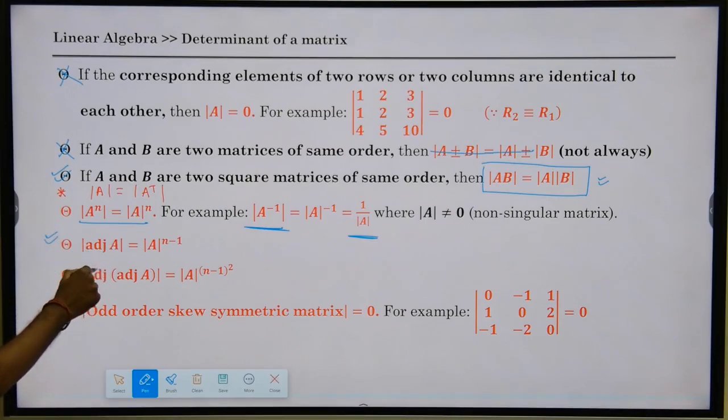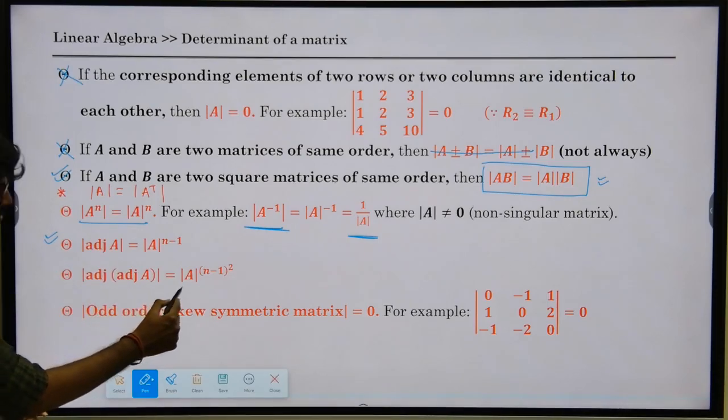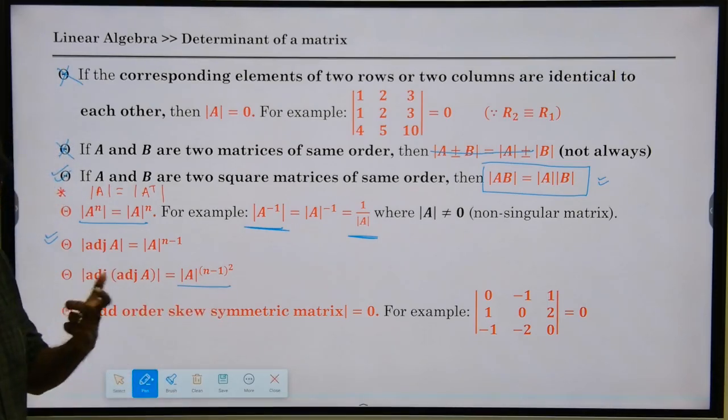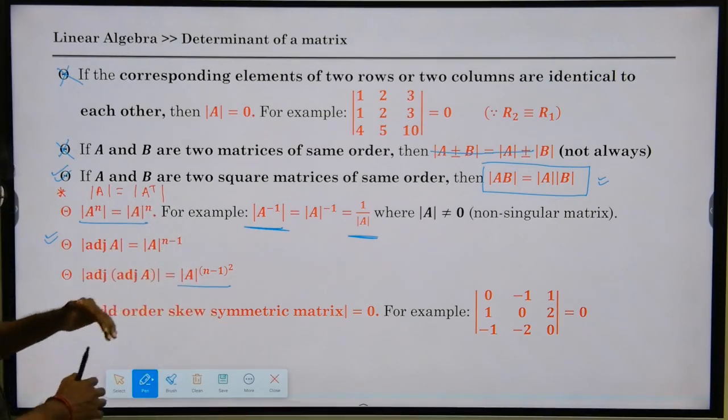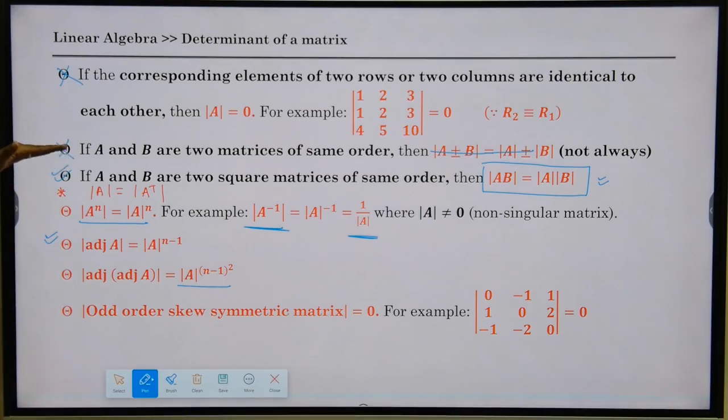Adjoint of A's determinant will be equal to determinant of A whole power n minus 1. And determinant of adjoint of adjoint of A will be determinant of A whole power n minus 1 whole square. Okay, these are all like facts. You have to remember from here itself. All are facts.